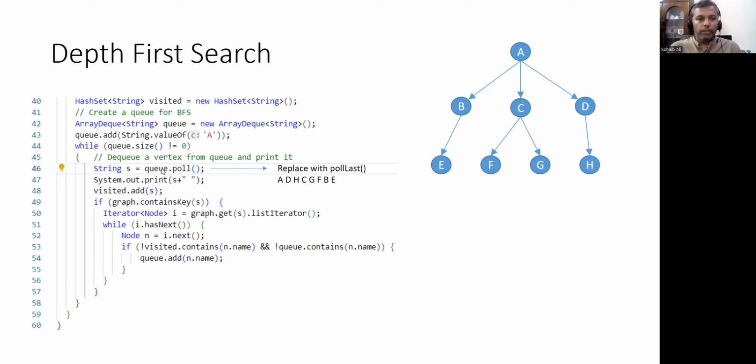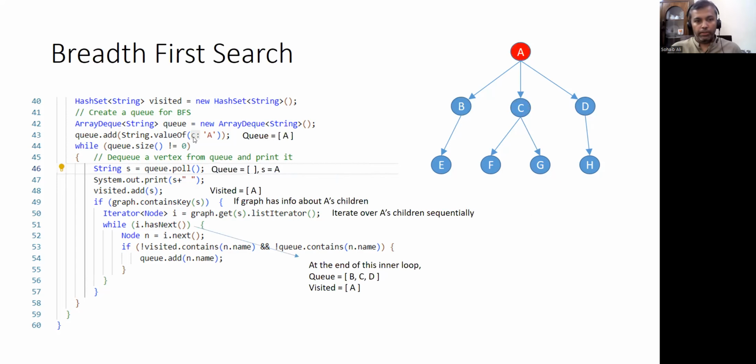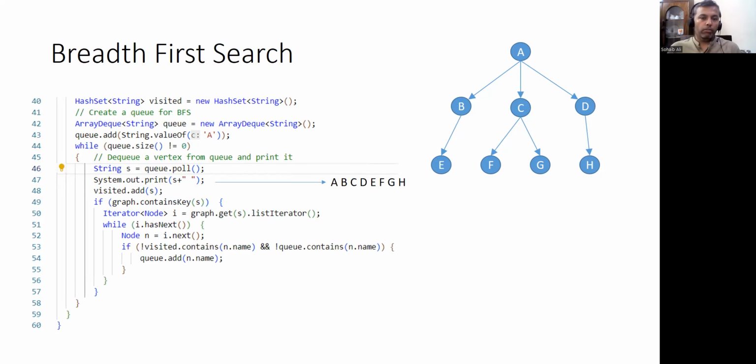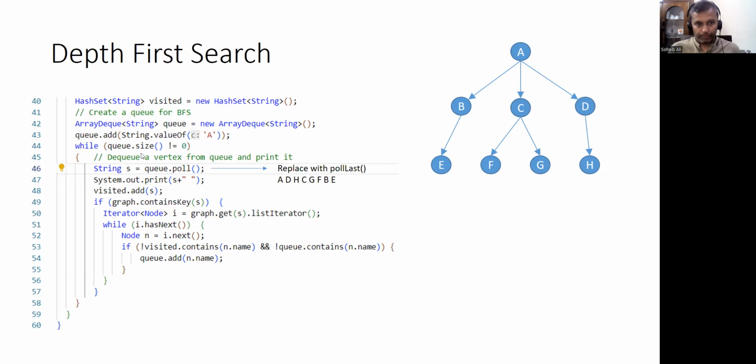In terms of implementation, there is no change, except that you just change this line from poll to poll last, which means that in breadth first search we discussed that we do exploration on a first in first out basis. But if you do it on a last in first out, LIFO, basis, then you'll end up with this depth first traversal.